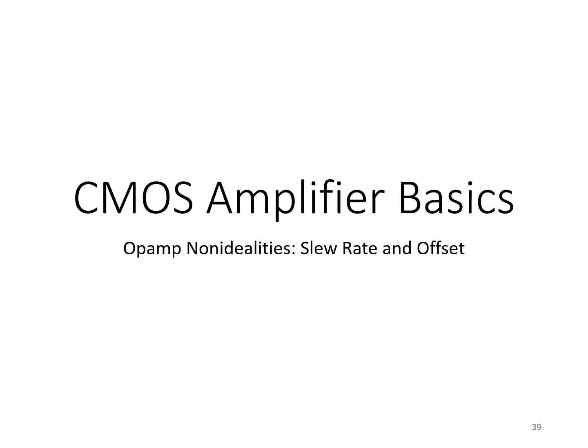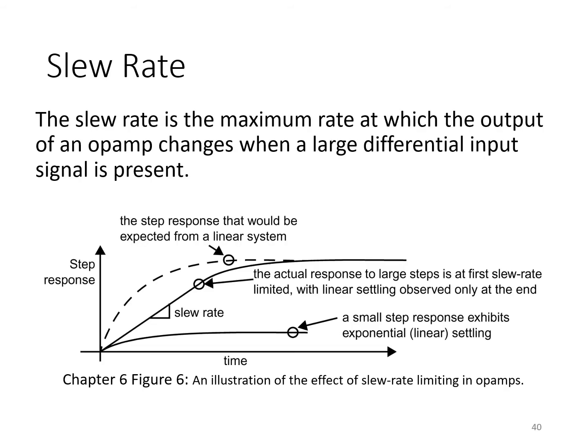In this video, we'll learn about op-amp non-idealities, slew rate, and offset. The slew rate is the maximum rate at which the output of an op-amp changes when a large differential input signal is present. This is a nonlinear phenomenon.